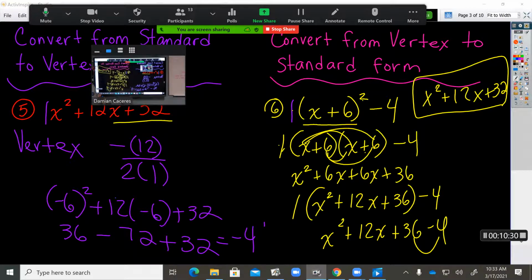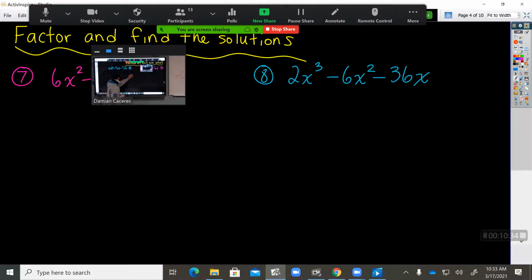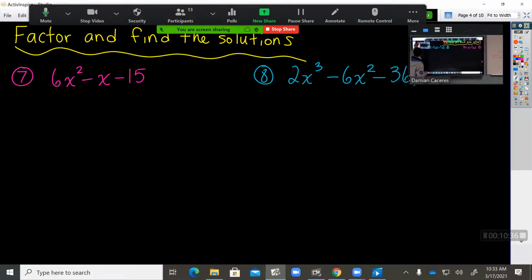Let's move on to the next page. All right, on the next page, we get to the factoring section. Now, here you have to look for a greatest common factor because they're asking to factor. So, first of all, between 6, 1, and negative 15, the common factor is 1. When the common factor is 1, you can't factor anything out. So, we're already going to our factoring method for this.